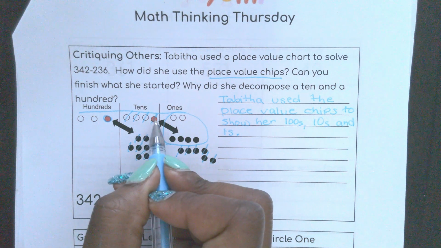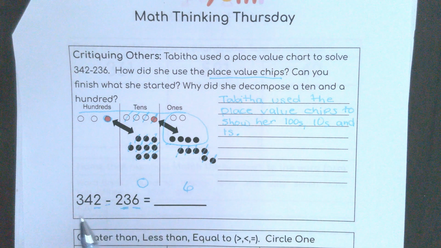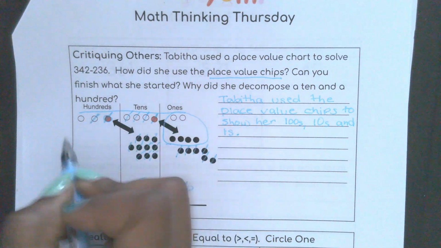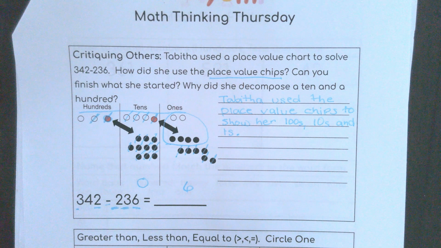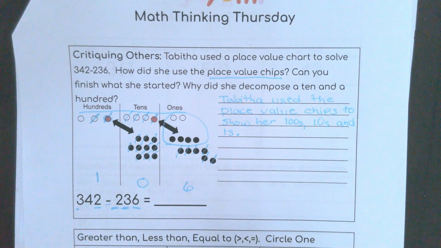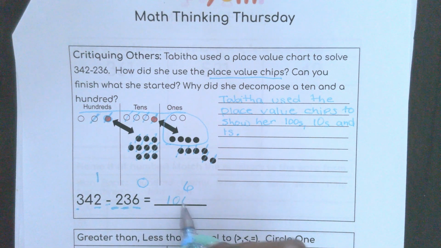And this 10 moved to the ones place. So now here when it says I need to subtract 2 hundreds, I can subtract 1, 2, because I had 3 hundreds there. So I end up with 100. So my answer here is 106.